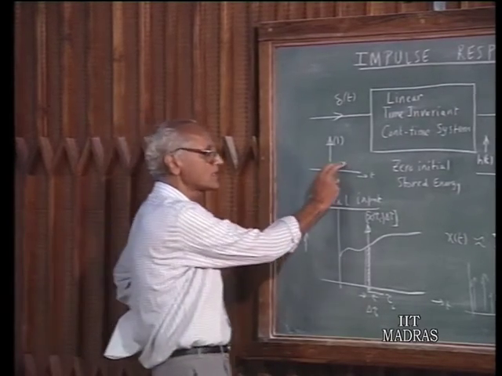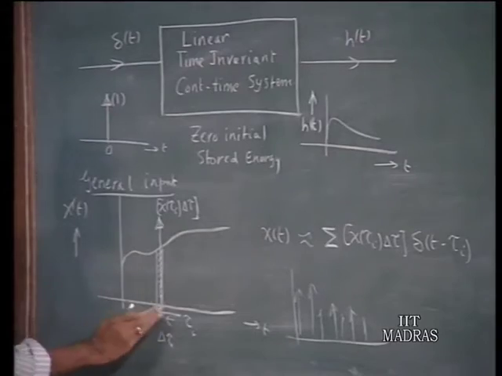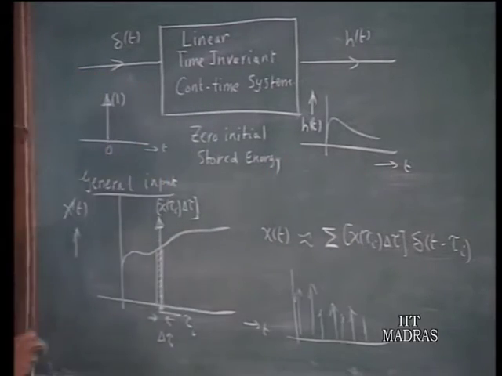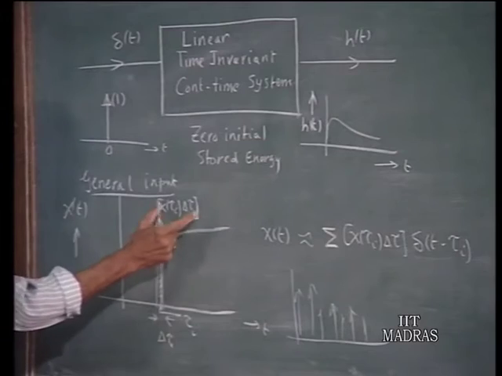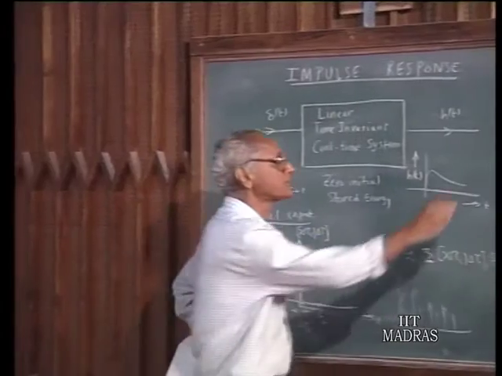Because we know the impulse response, an impulse at the origin gives rise to h of t. So, any impulse displaced by some amount will also give rise to an impulse response which is displaced by the same amount, translated by the same amount. And by the additivity property, if a unit impulse gives h of t, an impulse of this magnitude will give this times that h of t. That is the principle that we are going to adopt.